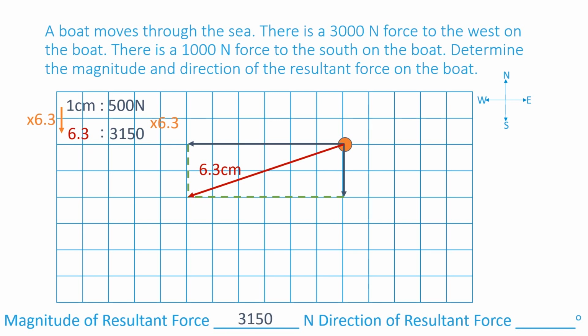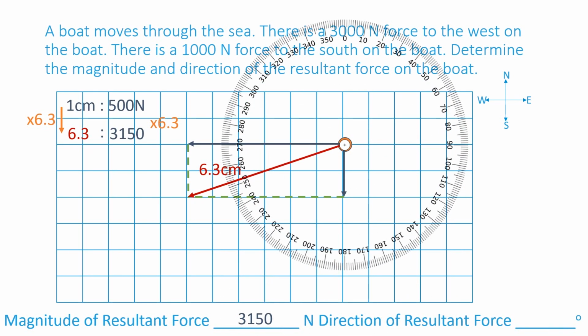In these examples, I also need to give the direction. We tend to give the direction as degrees from north. So using my protractor, I can see that my line is at 252 degrees from north. So the final answer is the magnitude of the resultant force is 3,150 newtons, and the direction of the resultant force is 252 degrees from north.